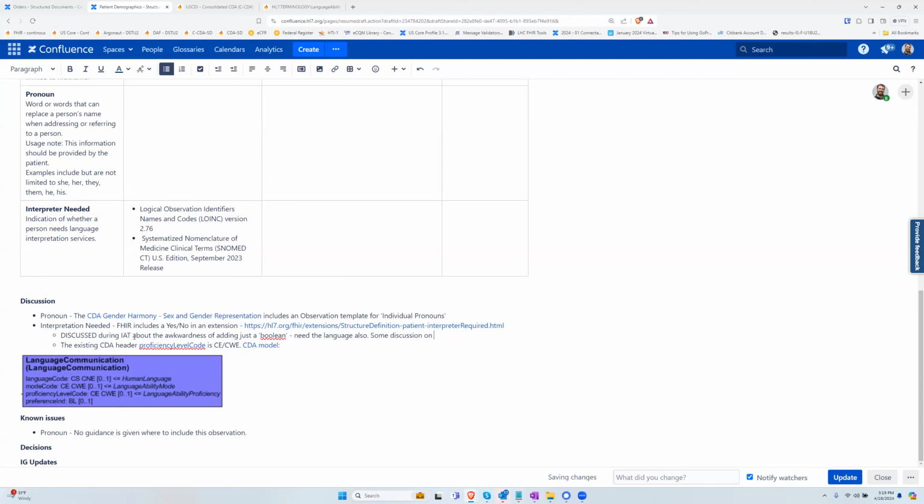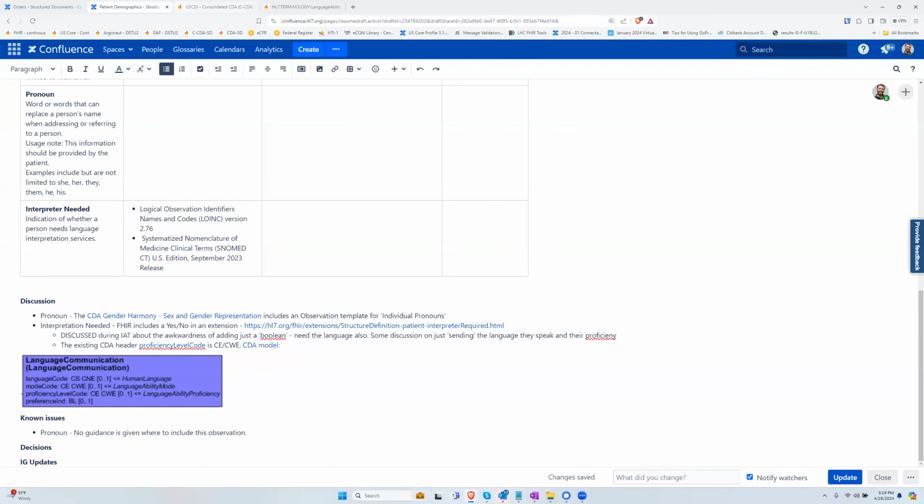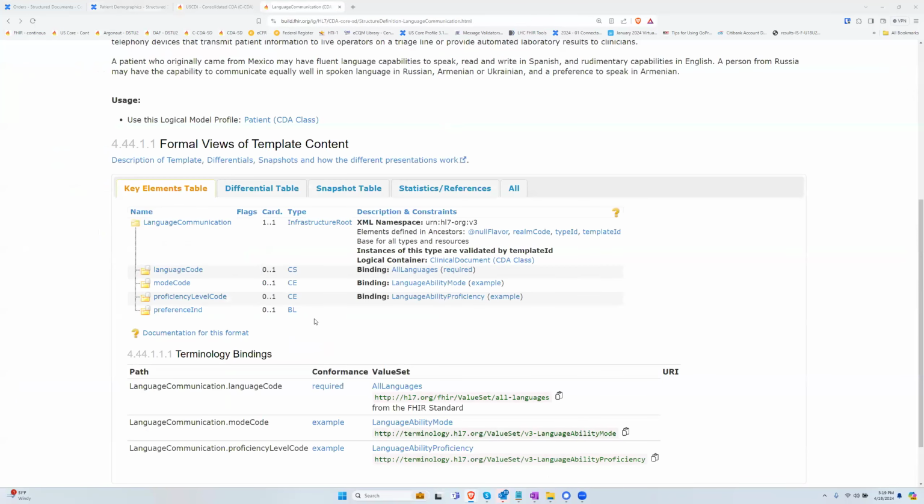I think in this case, it's both more expressive, it gives you strictly more information than just a Boolean flag, and also it's way easier because it's the way that CDA already works. You're saying proficiency level is Boolean? No, interpreter needed is Boolean. Whereas the language communication proficiency level stuff, which is already in CDA, is... Oh, you said not Boolean. USCDI is Boolean, yes. Yes, USCDI is Boolean, exactly.